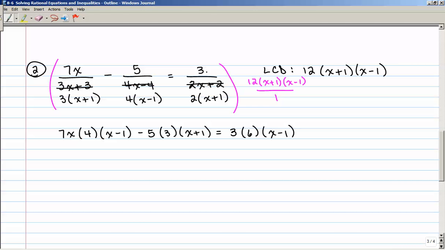Oh, you know what? I think I have the problem written wrong. I think I originally wanted an x there. Sorry about that. It needs to be a 3x there. Okay? Alright, so let's clean that up a little bit.